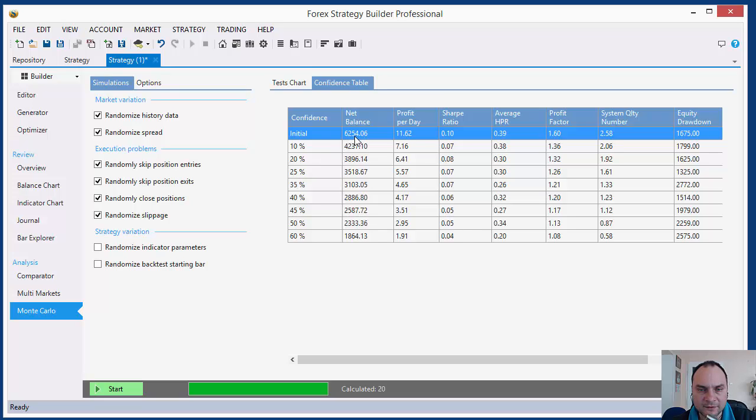So the initial balance is 6,000 euro. This is the net balance. This is the initial strategy. According to these tests, we have a 10% chance to make 4,000 euro, 25% to make 3,500 euro, and 60% chance to make 1,800. Now this is the final net balance, this is not the profit. We start from 1,000 profit and we finish with 1,800. So actually this is 800 euro profit, and the chance to make that is 60%.